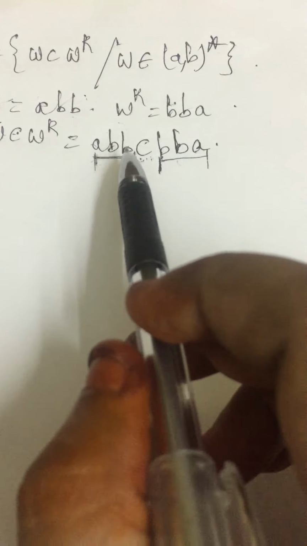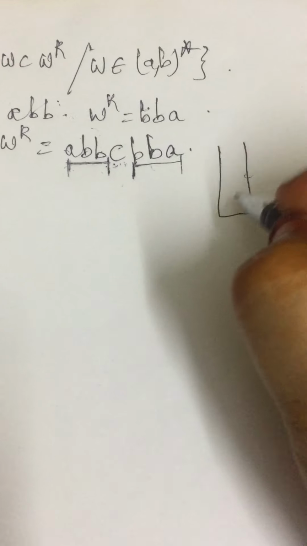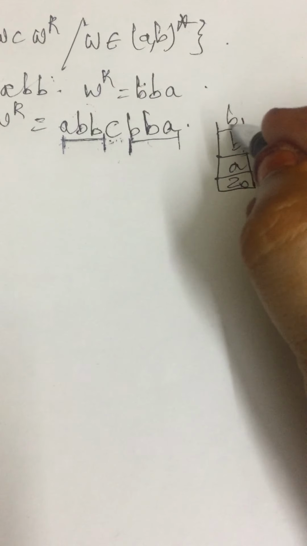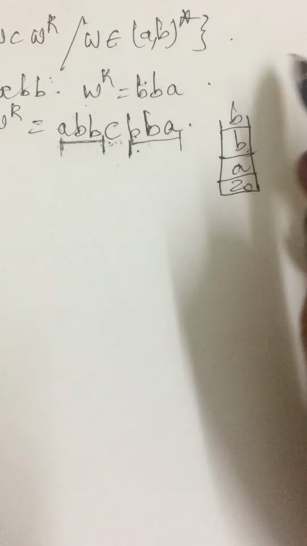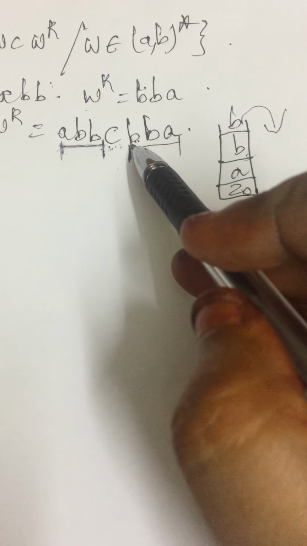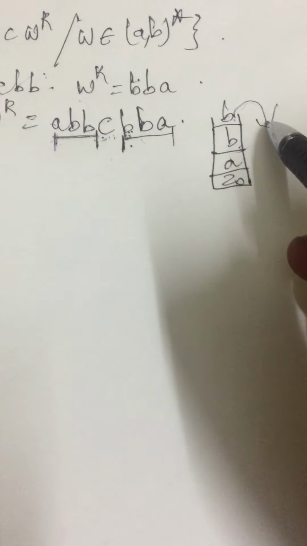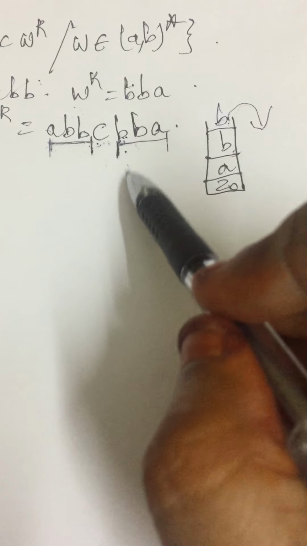See here, if we observe, the reverse of this W is nothing but WR. That means in this stack, I told you that W will be pushed into the stack, A, B, B. Now WR, when we observe here, for this B, we are going to pop the top of the stack. So this WR's first alphabet and the top of this stack have to match. Then only it will be possible to perform this operation.